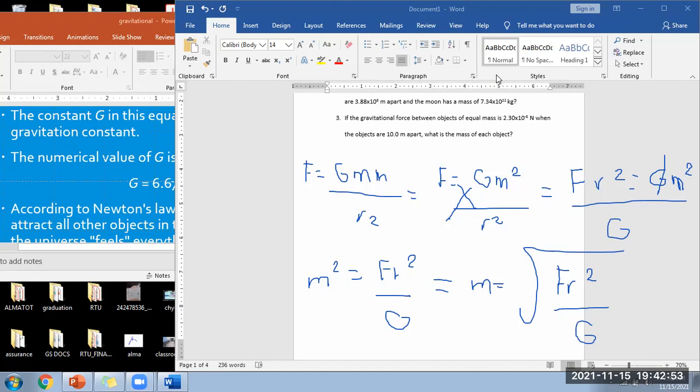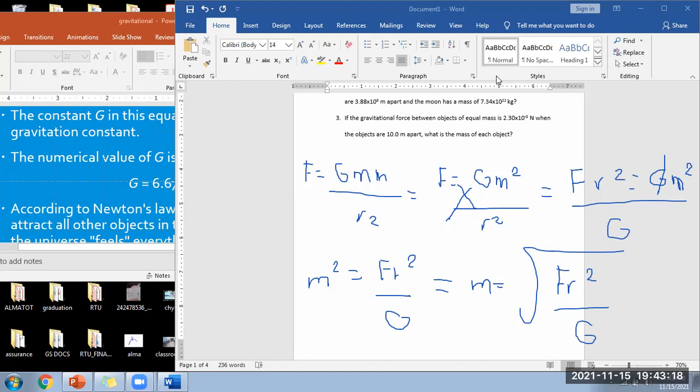So, na-discuss naman sa inyo kung paano mag-convert ng exponential, di ba? Kung paano siya magiging positive, then kung paano siya magiging negative. So, if the gravitational force between objects of equal mass is 2.30 times 10 to the negative 8, when the objects are 10 meters apart, what is the mass of this object?